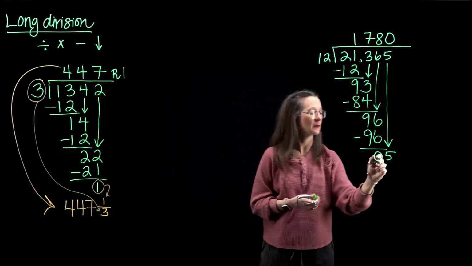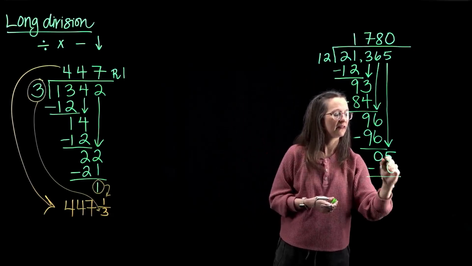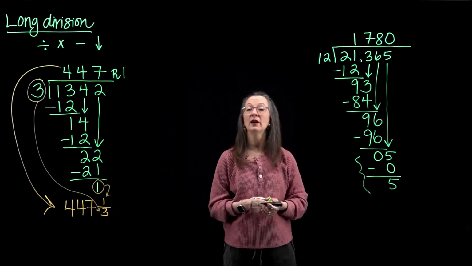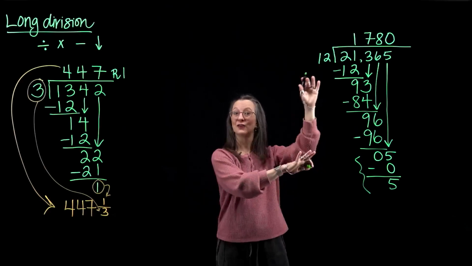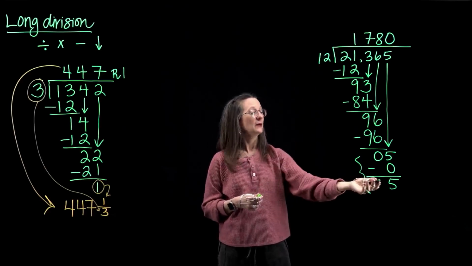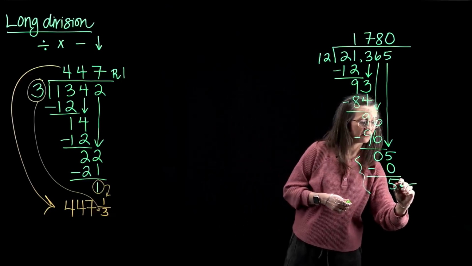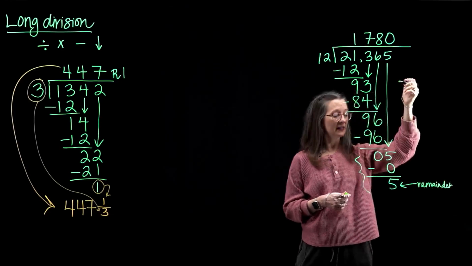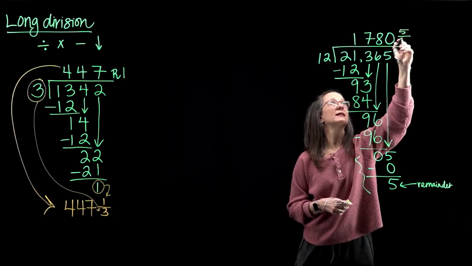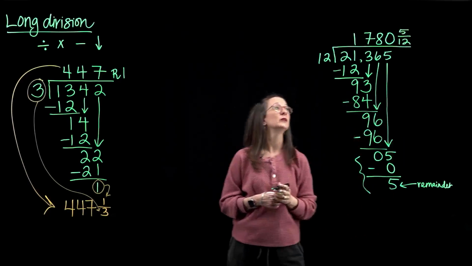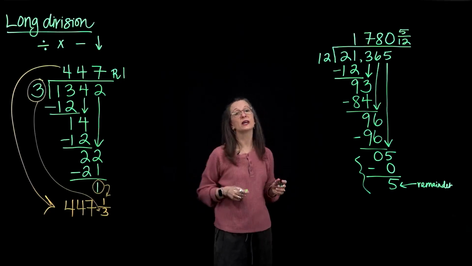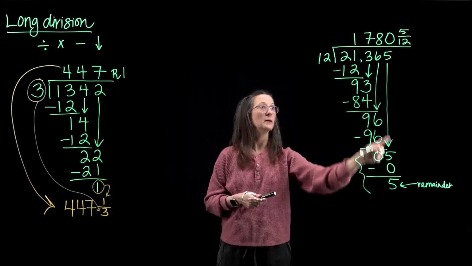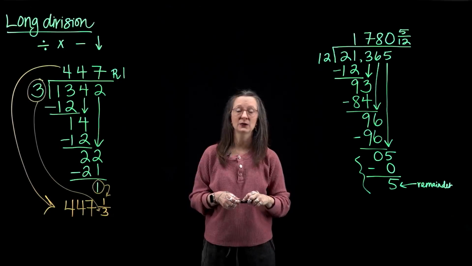We could say 0 times 12 is 0. 5 minus 0 gives us a remainder of 5. We wouldn't have to do this part, but I want to let you see it so you see the whole thing complete. I would have a remainder of 5. And remember that at this point, we're going to write that as a fraction. So it would be, for a final answer, 1,780 and 5/12. 5 from the remainder, 12 from the number on the outside.